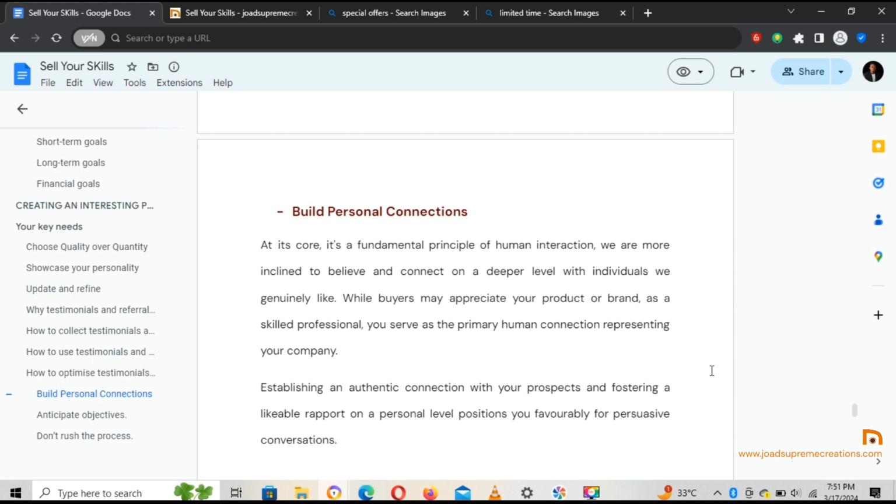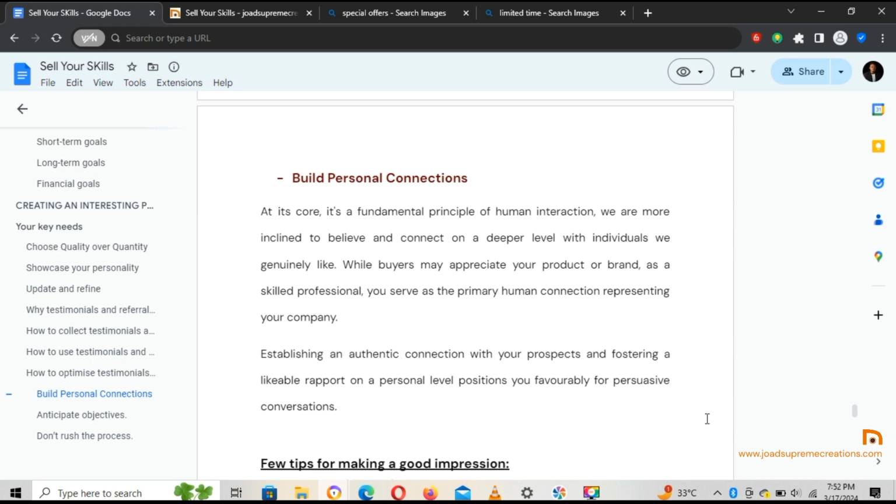All right, so that's why you must brand yourself well, and you must be able to present yourself very, very well, because we are more inclined to believe and connect on a deeper level with individuals that we genuinely like. So it will foster our connection, it will foster the relationship and the rapport.